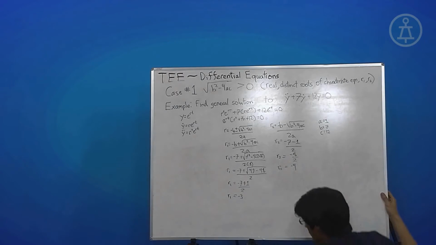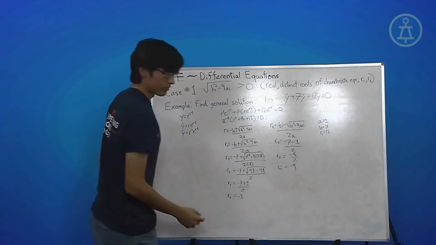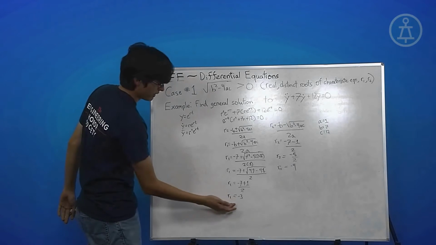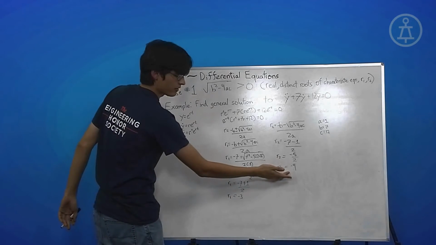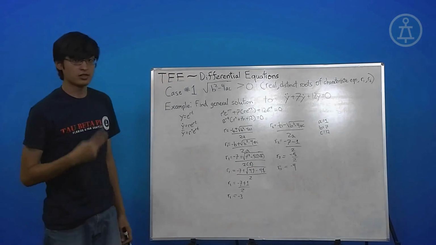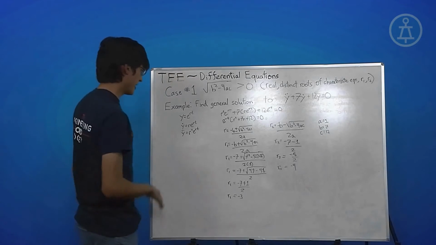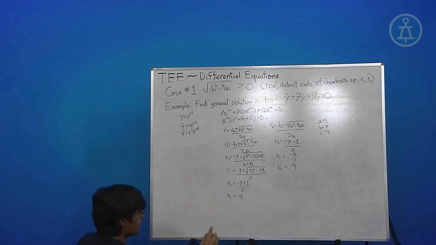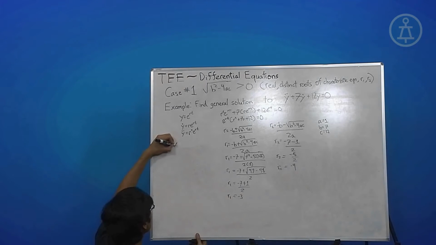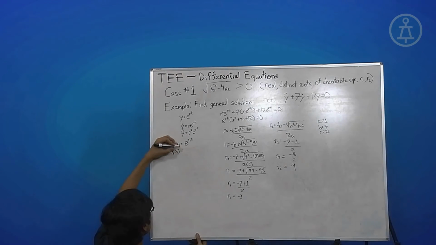So now that we have the roots of the characteristic equation, where one root is equal to negative 3 and the other root is equal to negative 4, that means we have two potential solutions to the differential equation. So let's look at that now. Using the first root, we know that one solution to the differential equation is of the form e to the r1 t, which is equal to e to the negative 3t.